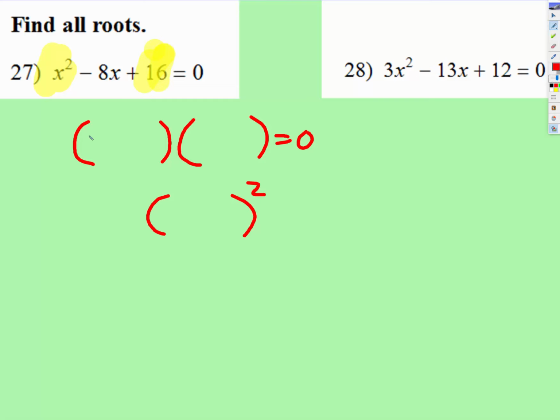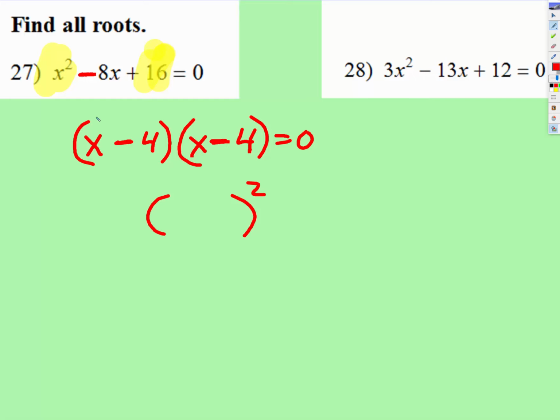Well, x squared is a perfect square. 16 is a perfect square. Right here, this is positive, but the middle term is negative. 4 and 4 have to add up to -8, so that dictates that we subtract 4, subtract 4, and then we just have to check it to make sure that it's true.